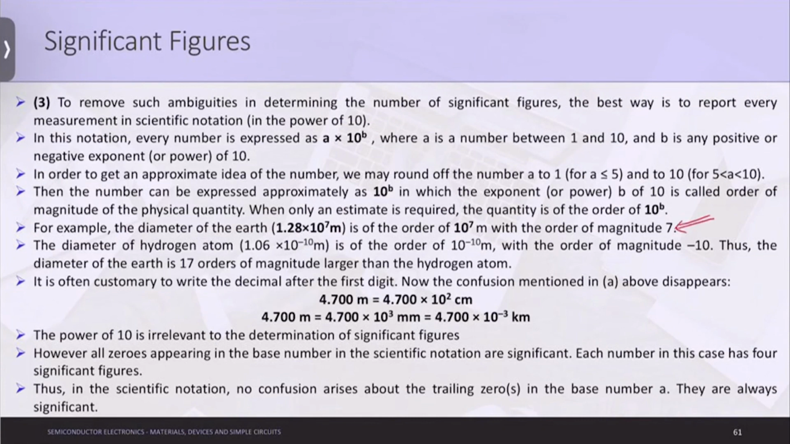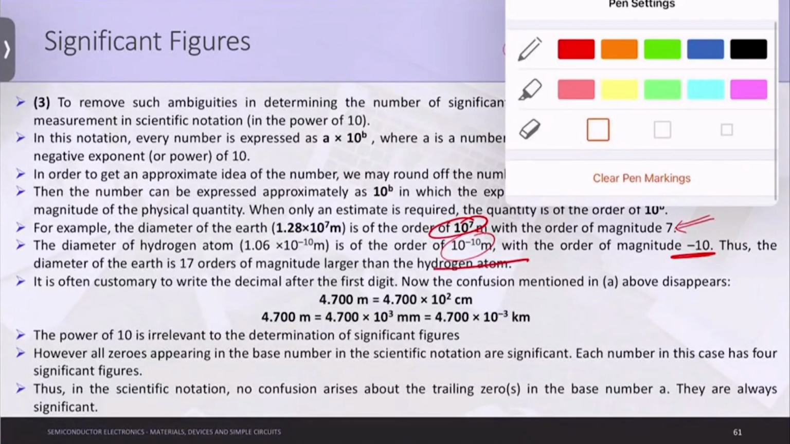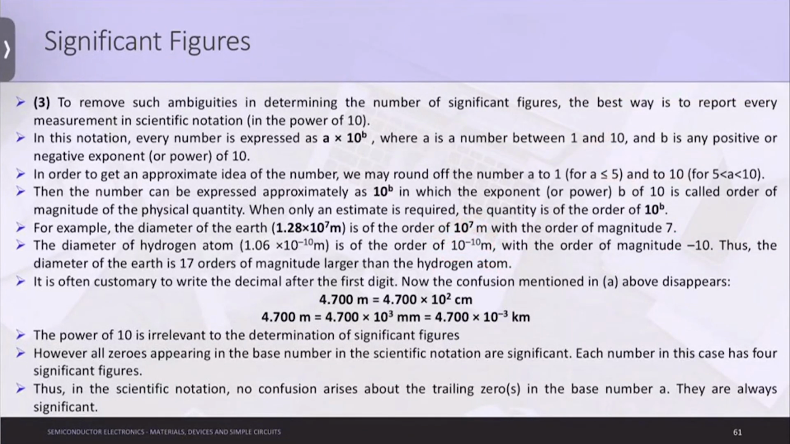Next thing is the diameter of the hydrogen atom, that is 1.06 × 10^-10 meter, which is of the order of 10^-10 meters. Quite evident, with the order of magnitude -10. Thus, the diameter of the Earth is 17 orders of magnitude larger than a hydrogen atom. What they just did was take 10^7 and 10^-10, nothing else. That is how you can find out how many times one thing is greater than the other in terms of, let's say, length, time, mass, temperature, etc.